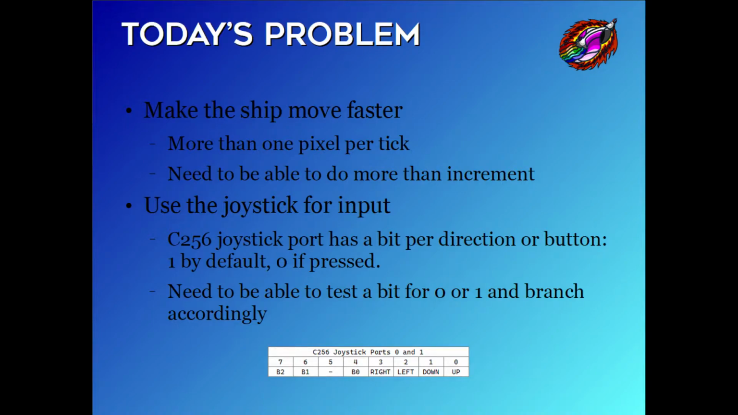So when you're wanting to figure out which way to move the ship, you have to be able to look at a particular bit in that port and say whether or not that's turned on. So the actual number that you see in the port is maybe not nearly as interesting as that individual bit. And the other thing I should indicate with the C256 is that by default, these bits are all 1, and they are only moved to 0 if the button is pressed or the switch is closed on the joystick.